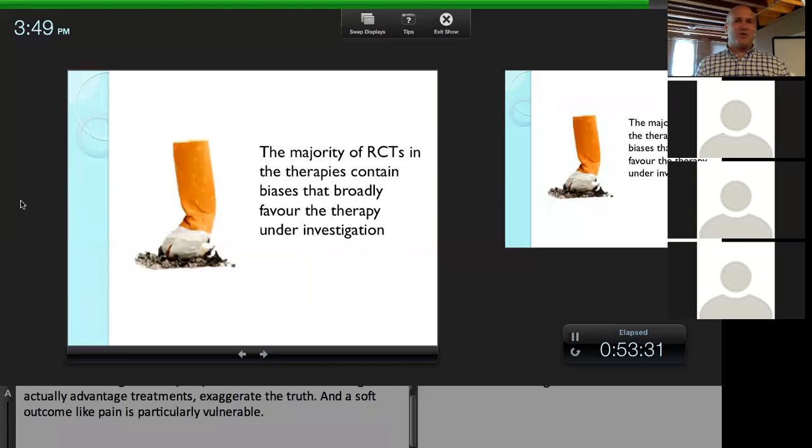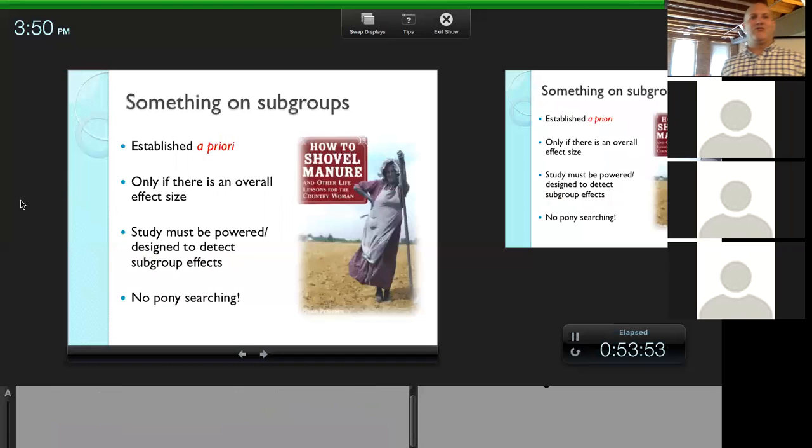And then there's the subgroup question, which we've already touched on. And when people are arguing why RCTs don't necessarily show how great their treatments are, they forget that the majority of RCTs in the therapies contain a number of biases that broadly favour the therapy under investigation, not least our inability to blind studies. But we saw when we looked at the PEDro scale how many different biases we might expect to see in trials.